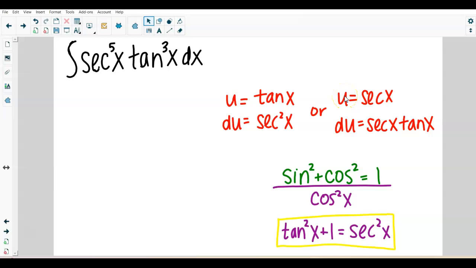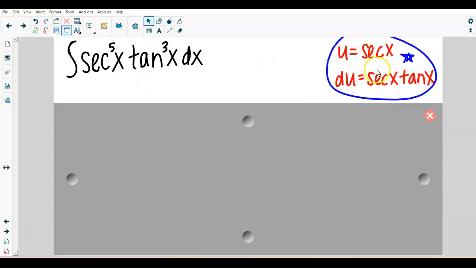But here's my little hint. Frequently the higher power is what we want to make u, but also if tangent and secant are in the same integral, it is actually going to be easier for us to use secant for our u. So if you see this on dual credit, hint hint, make your u secant.